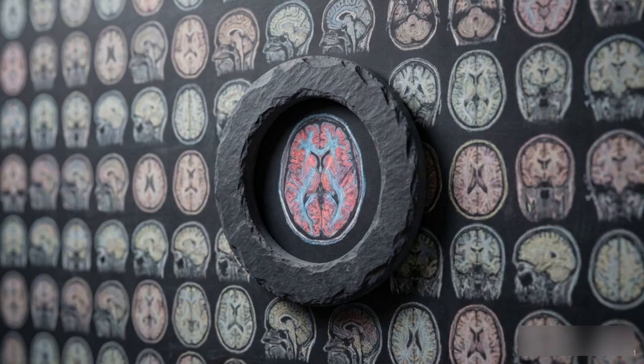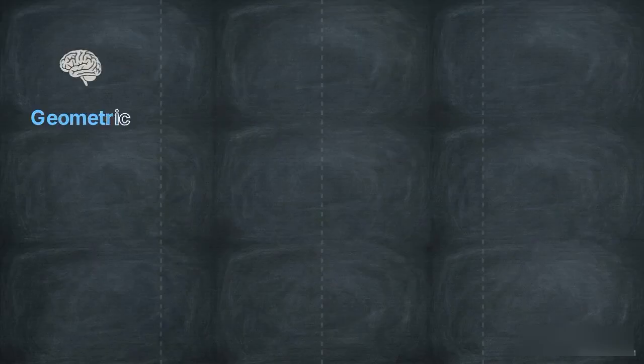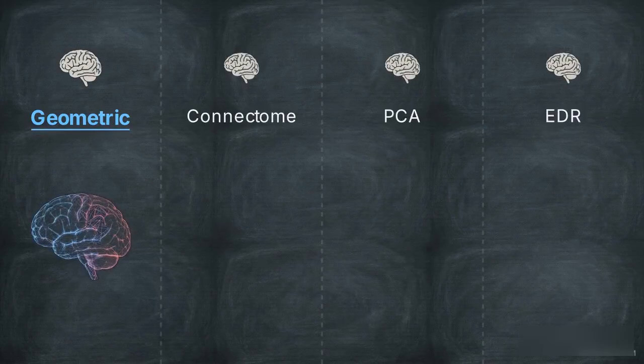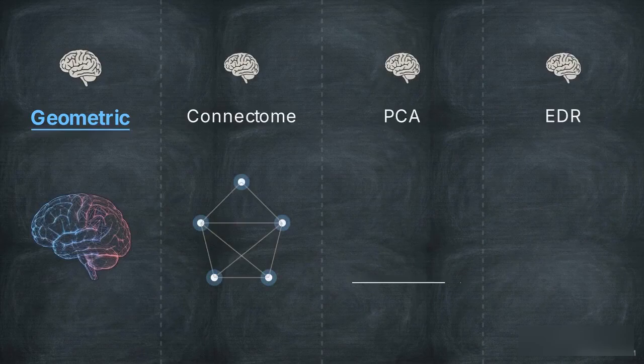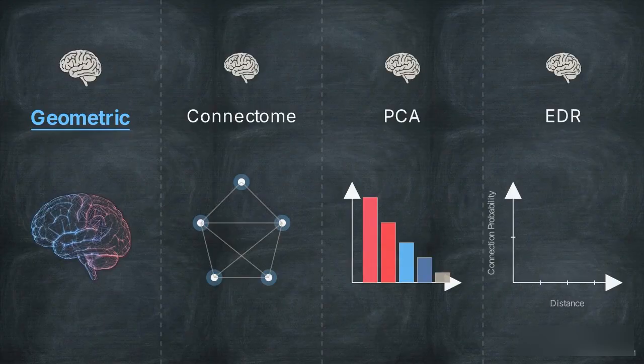To ensure the results generalized across completely different experimental contexts, they tested the model against over 10,000 additional independent activation maps from the NeuroVault repository. The researchers pitted the geometric eigenmodes against several alternatives: connectome-derived eigenmodes, principal component analysis, and an exponential distance rule model, a baseline assuming connection probability simply drops off exponentially the further apart two brain areas are.